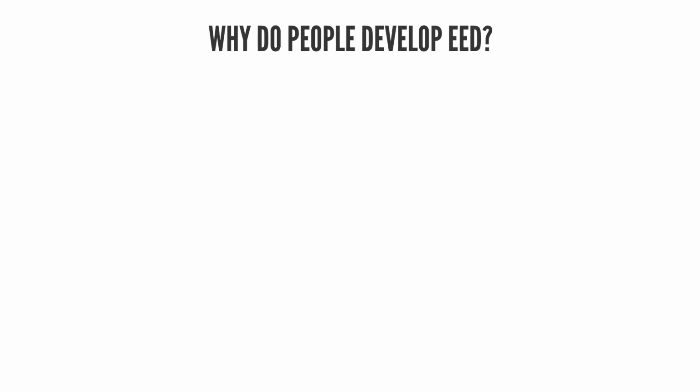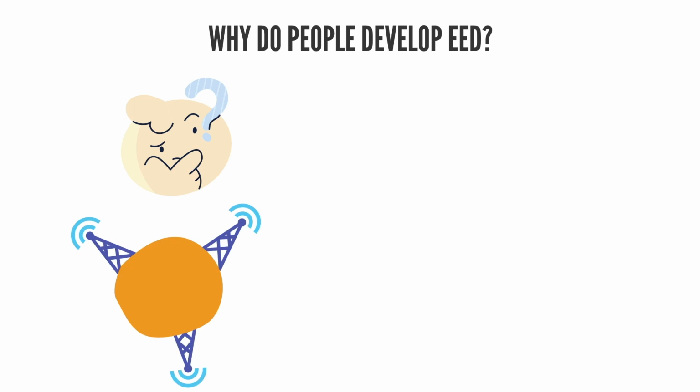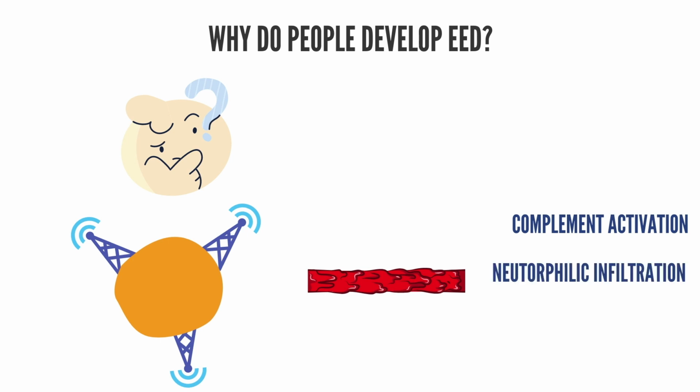Why do people develop erythema elevatum diutinum? Well, the exact pathogenesis of the disease is unknown, but circulating immune complexes have been detected in these patients. These immune complexes deposit on the blood vessels and result in complement activation, neutrophilic infiltration, and release of destructive enzymes. These destructive enzymes cause the deposition of fibrin in and around the small dermal blood vessels.